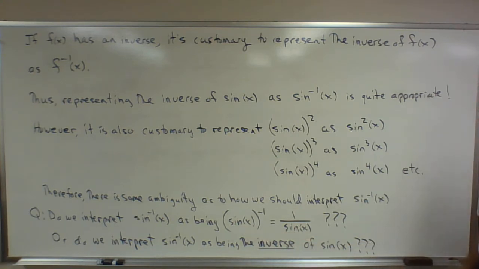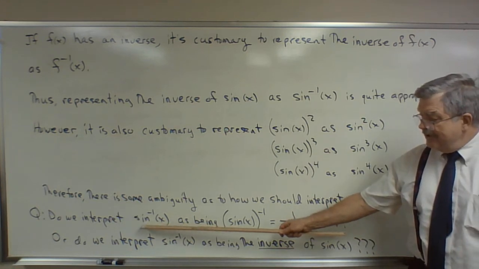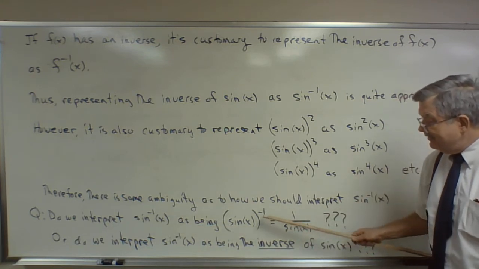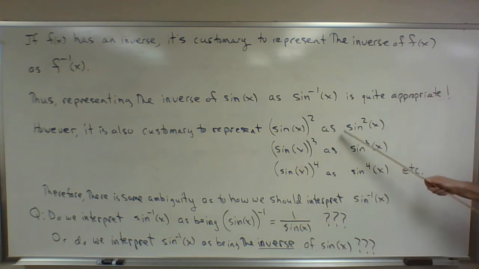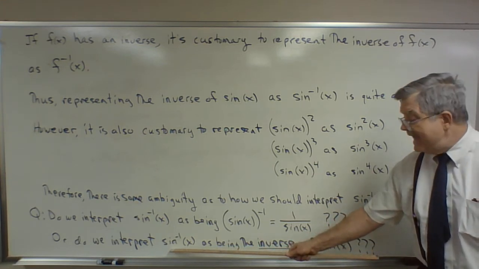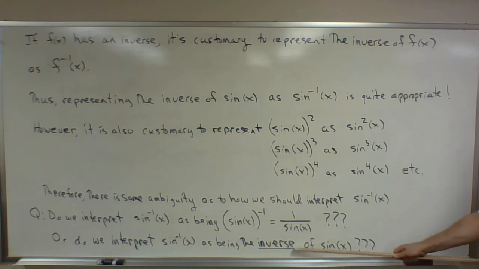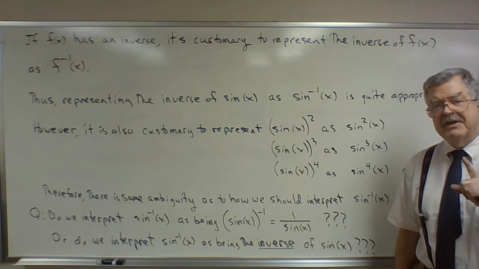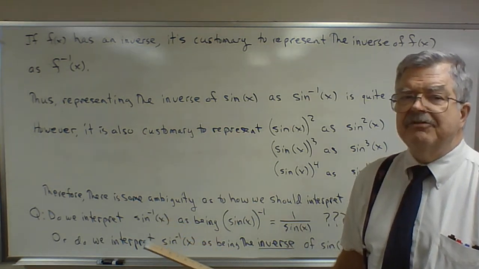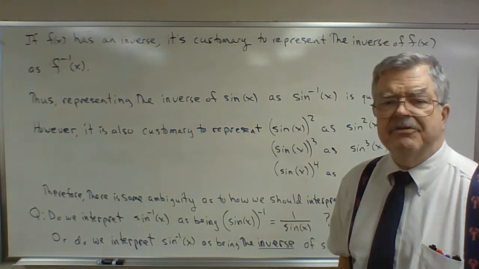So when we see this notation, sine negative 1 of x, do we interpret it as sine of x to the negative 1 power, as we do with this style of notation? Or do we look at it and say, oh, this is sine inverse of x, the inverse of sine of x? Which is it going to be? Now we can see whichever way it is, there's going to be some confusion.